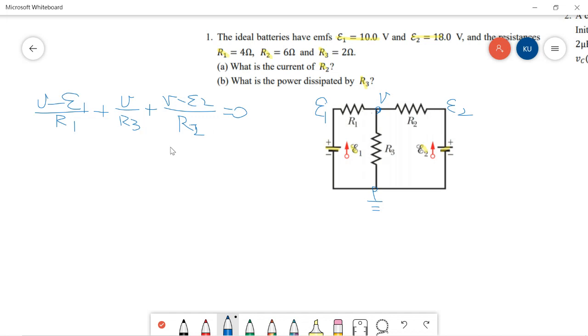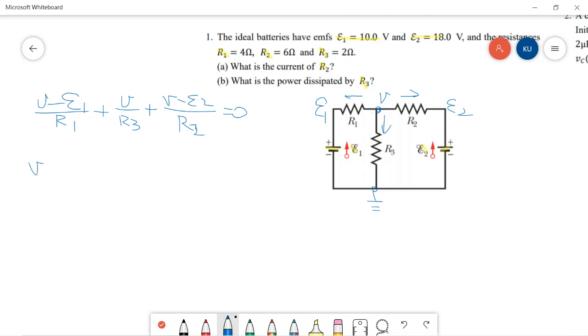So it will be easier for you to consider the current going this way, this way, this way, all the three paths going out from this node, so that they add to be 0. If one or more of them are calculated to be negative, then that means for that path the current is going inside rather than going outside. So in this case, V is an unknown, and all the other terms, E1, E2, R1, R2, R3, are known.